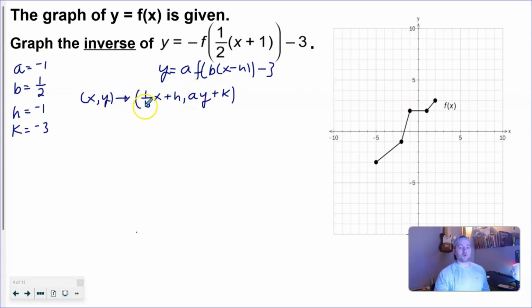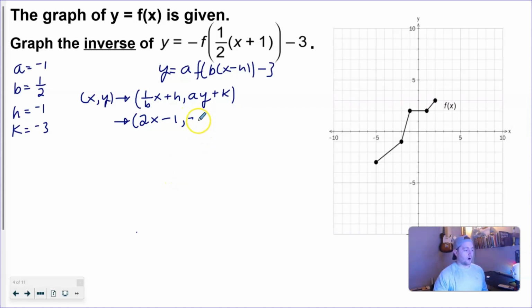The only thing that's really tricky about the mapping rule is the b value. The b value is reciprocated. So 1 over b means you have to take the reciprocal of b. Our b is 1/2, so for the mapping rule, we need to reciprocate it, and when we do, that 1/2 becomes 2. That's the easiest way to think about it: b is reciprocated in the mapping rule. So it becomes 2x. My h value is -1, so -1. My a is -1, so I'm just going to put the negative there and not the 1.